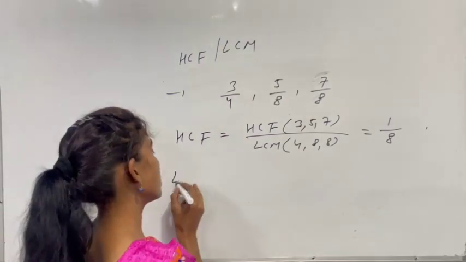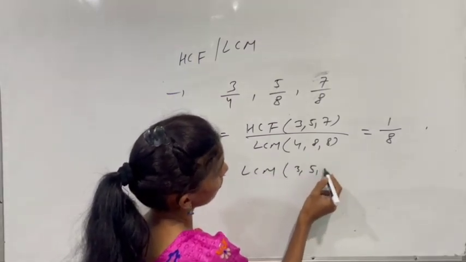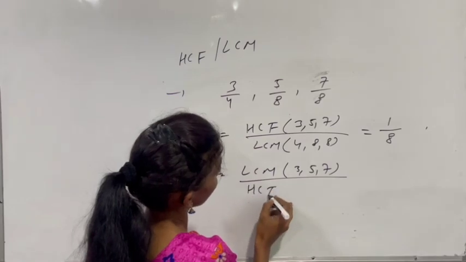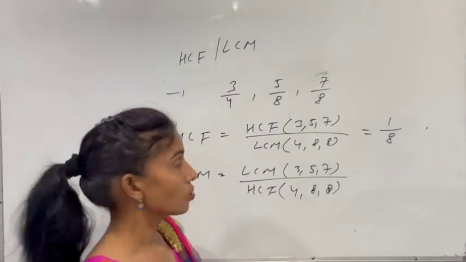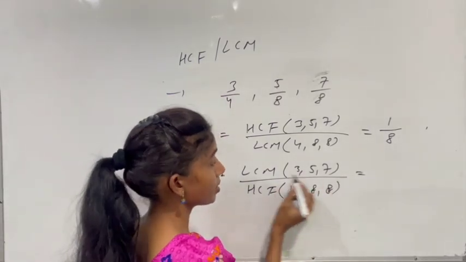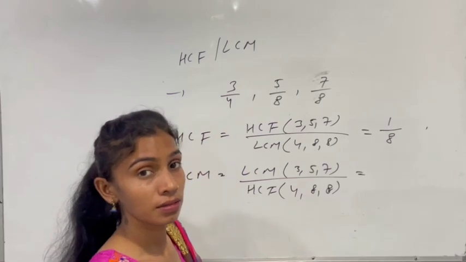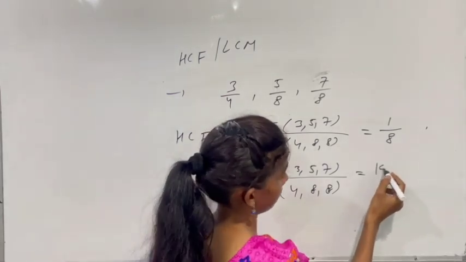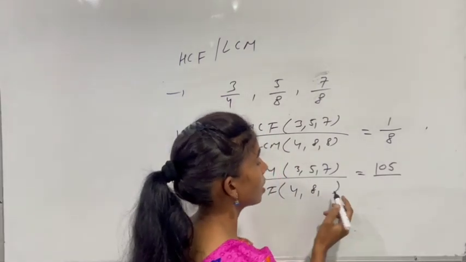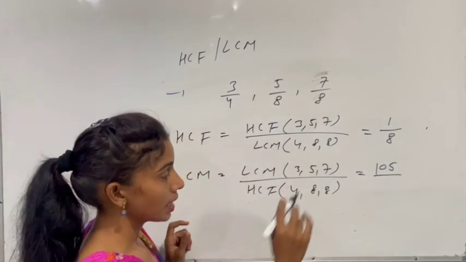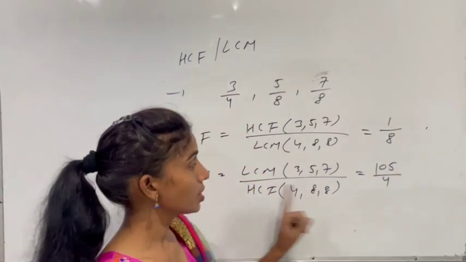If we have to find the LCM, we take the LCM of 3, 5 and 7 divided by the HCF of 4, 8 and 8. The LCM of 3, 5, 7: 3 fives are 15, 15 sevens are 105. And the HCF of 4, 8, 8 is 4. If you don't know how to find HCF, I can solve it. So our LCM is 105 by 4.